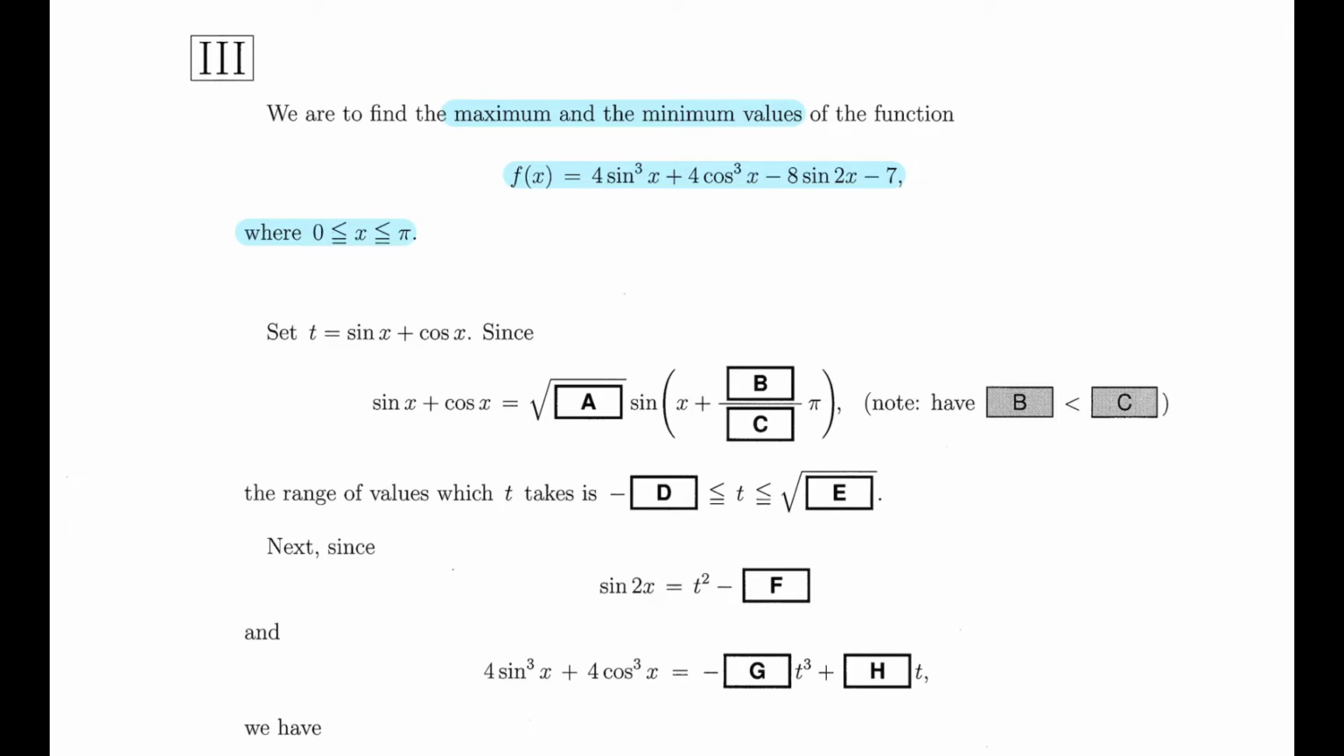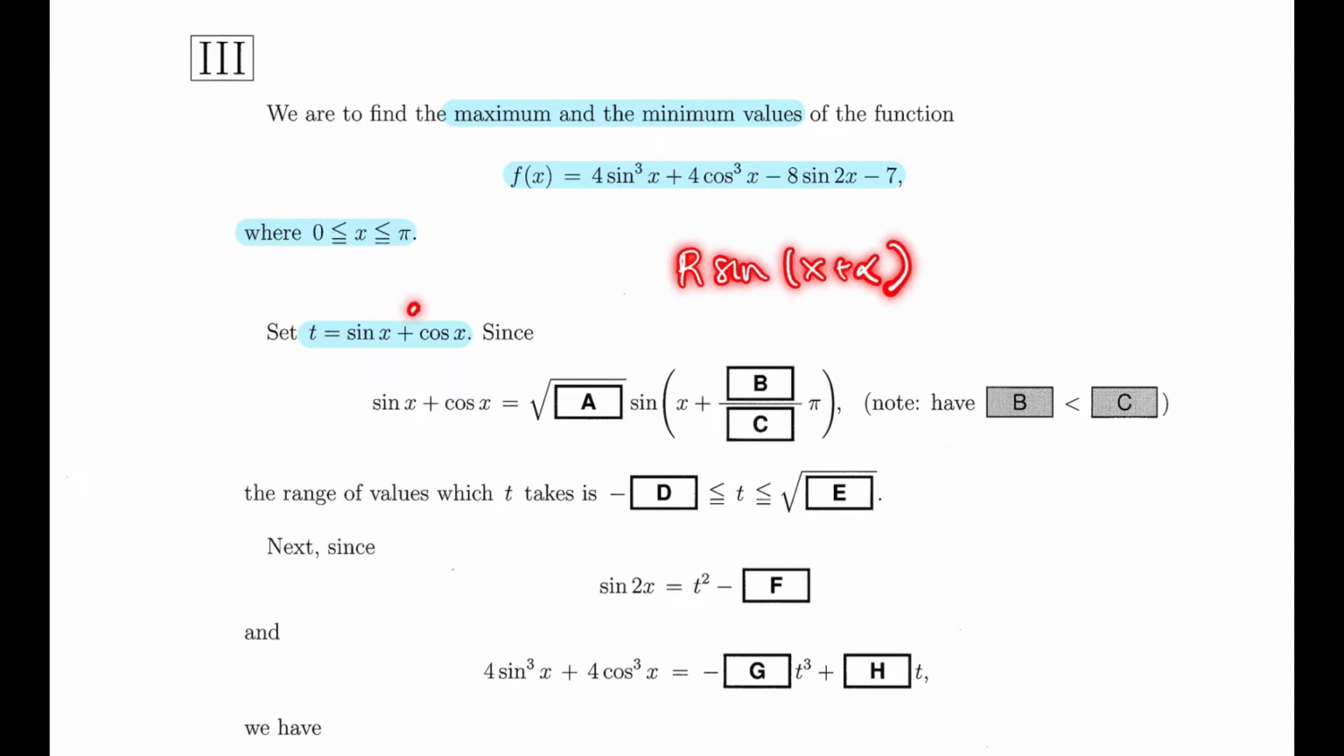First of all, set t equals to sin x plus cos x. So we let sin x plus cos x equal t. We want to convert or express sin x plus cos x into the form of r sine x plus alpha.